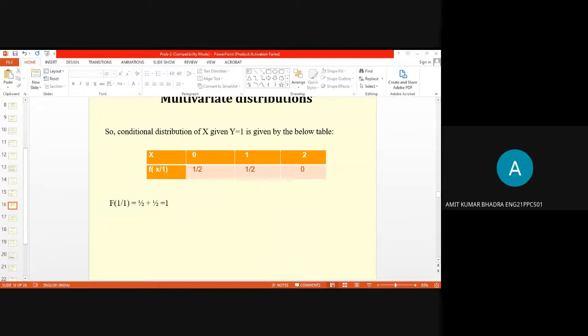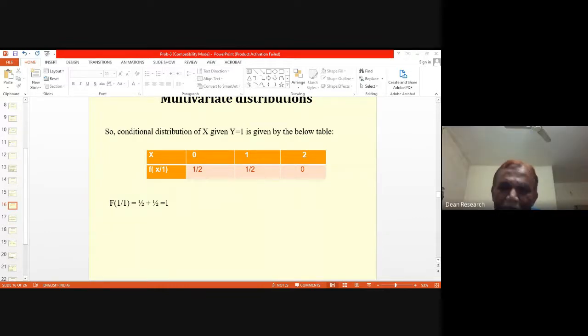Sir, a lot of practice will be required, sir. Yeah, I agree. So to help you in this case, I will give another table for f of y given x. For the given value of x, a similar table will be given, and there we will compute the cumulative distribution value. This particular table is clear, and f of 1 given 1 is clear, right? Yes or no?